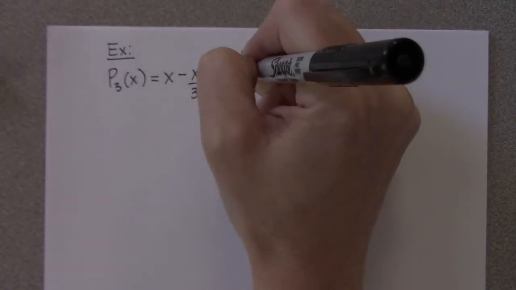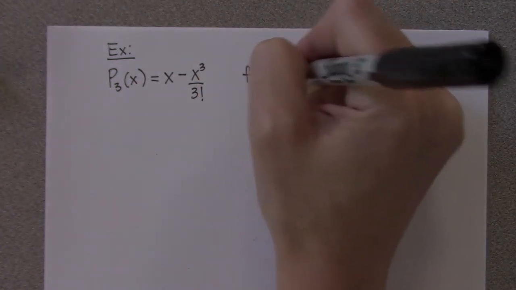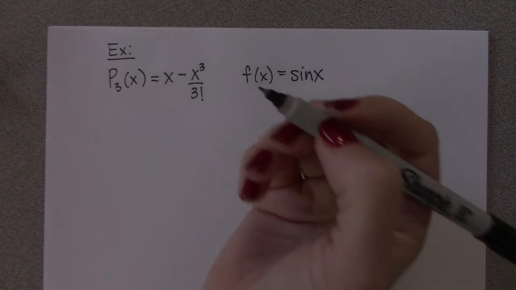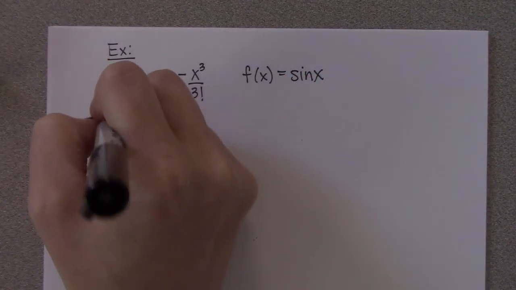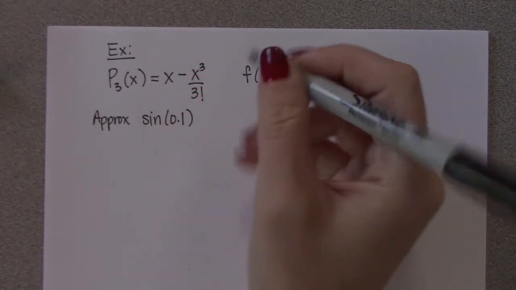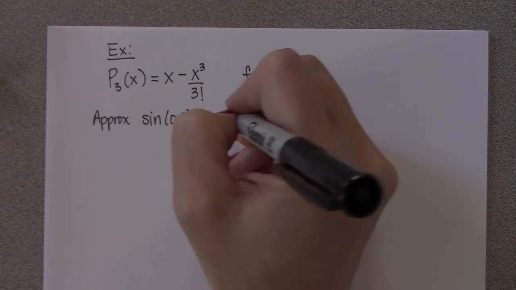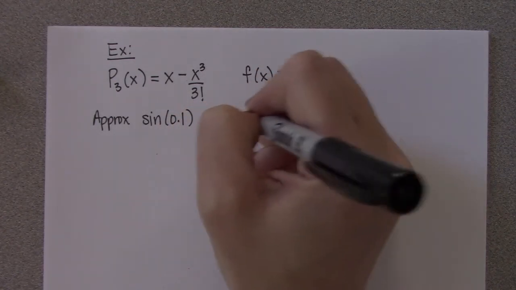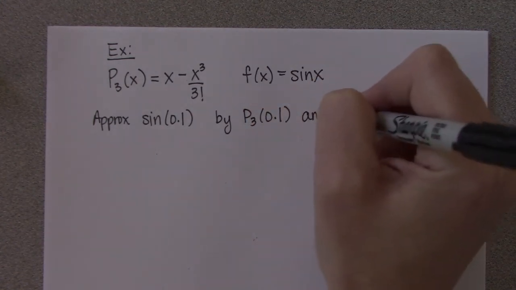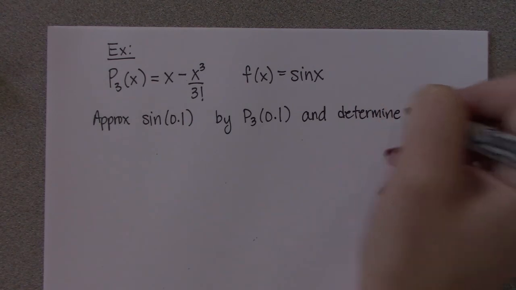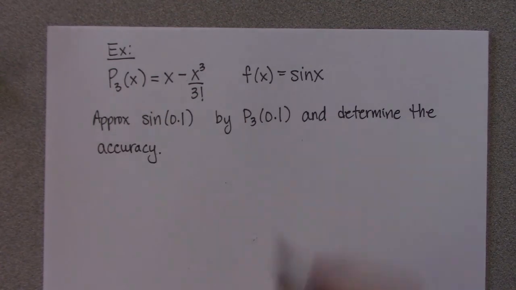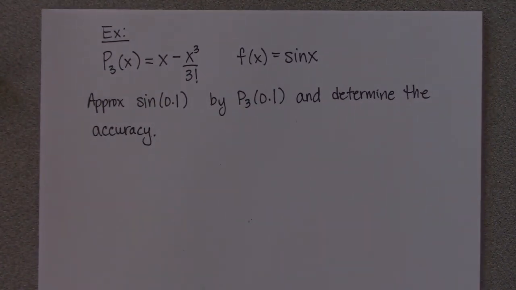So this is the third degree polynomial for sine of x. We want to approximate sine of 0.1 by using P3 of 0.1 and determine the accuracy of our prediction. This is a hugely important idea.